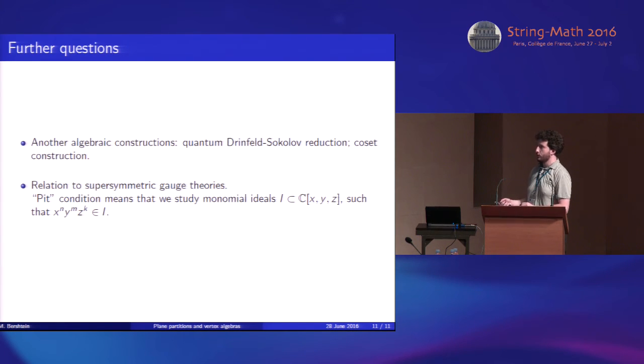And I put here one remark that our Pit condition means that we study monomial ideals which contain a certain monomial. So it looks like we study ideals on the surface given by this equation that this is equal to 0, some singular equation. But this is a remark and I don't know what to do with it.